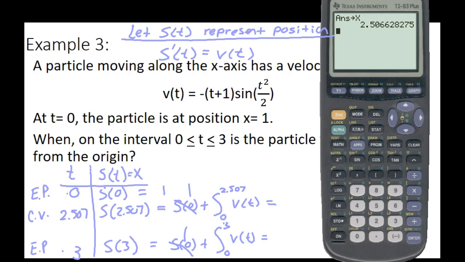So here we go. I'm going to do 1 plus the integral from 0 to here of v, and that's going to give me my answer. So 1 plus math 9, and I'm going to put my function in there, my v function, which is where? That's right, it's under vars. And we're going from 0 to what? To x, right? I'm not going to type 2.507. I'm going to put x because my calculator has that value stored under x. And then enter.